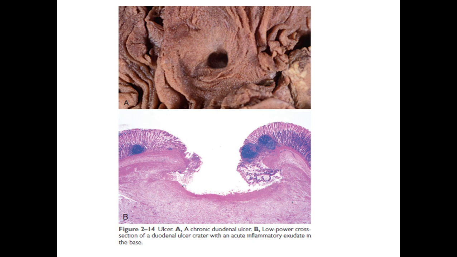This is the ulcer. The upper part is the chronic duodenal ulcer, gross appearance. The lower part, B, is a low power cross section of the duodenal ulcer crater. Of course, this pit of the ulcer we call the crater, ulcer crater, with an acute inflammatory exudate in the base. All this pink is inflammatory exudate in the base of the ulcer.